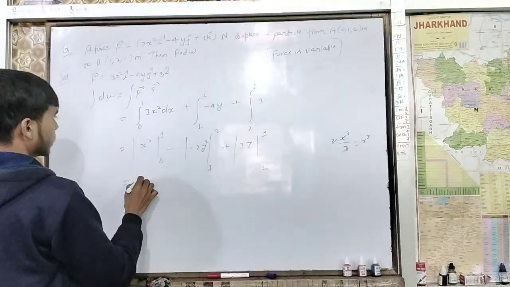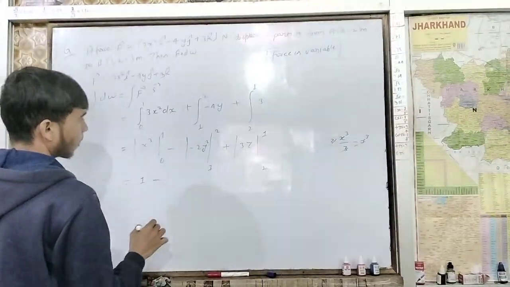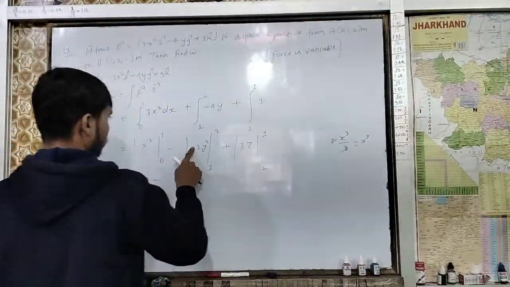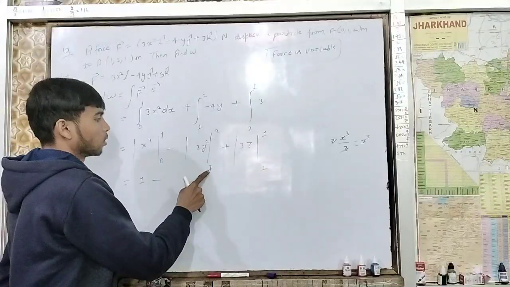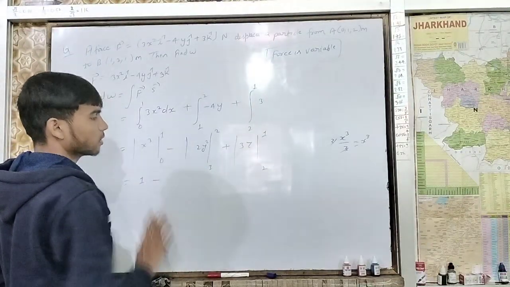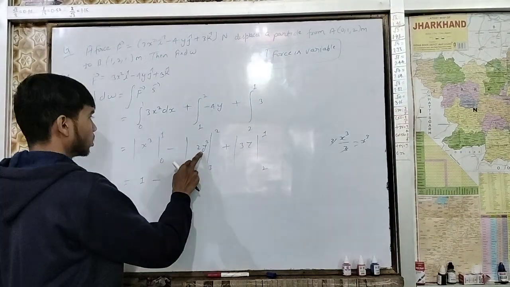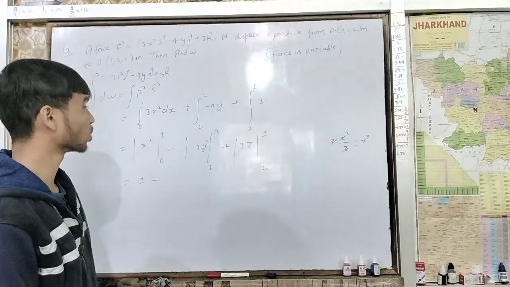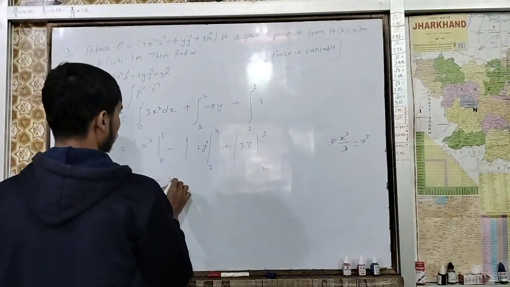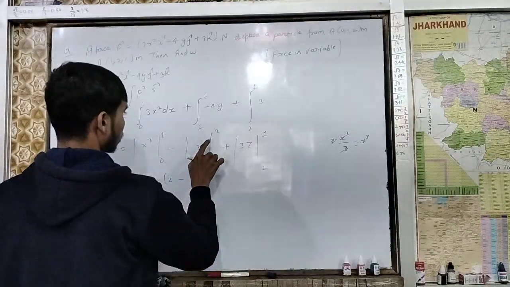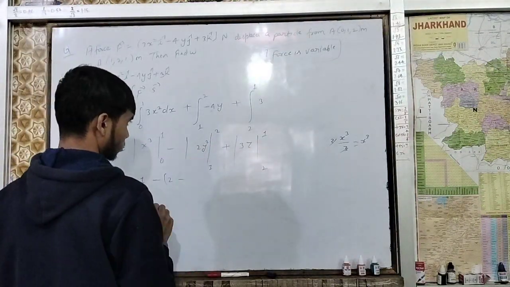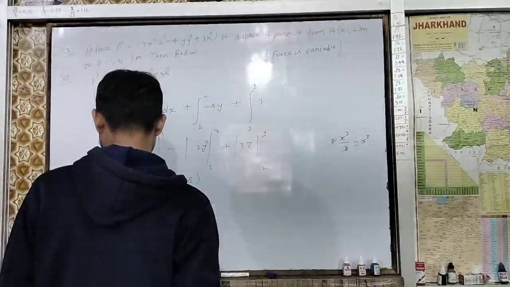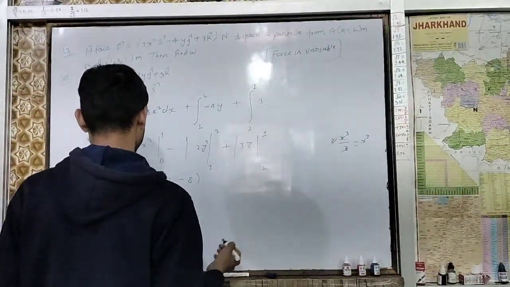This will become 1 minus 0. Then minus 2 times, 2 squares are 4 minus 1, which is 8 minus 2, that is 6. Then 3 times 1 minus 2, 2 minus 8... am I correct? 2 minus 8, minus 6.